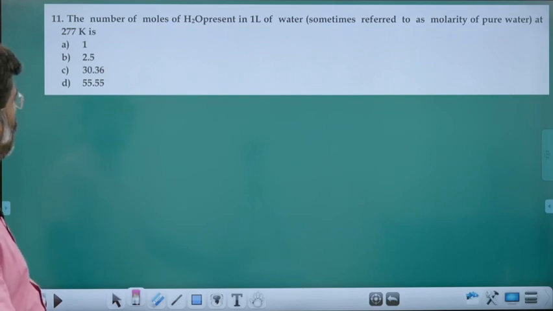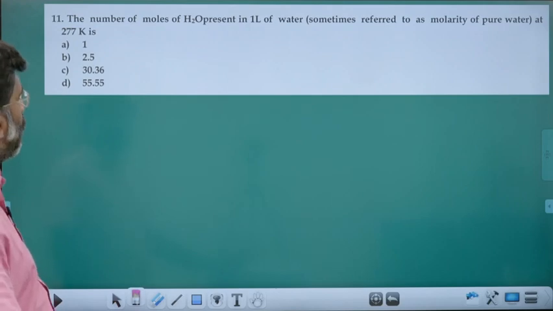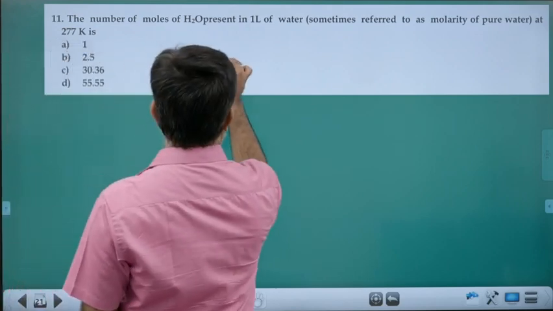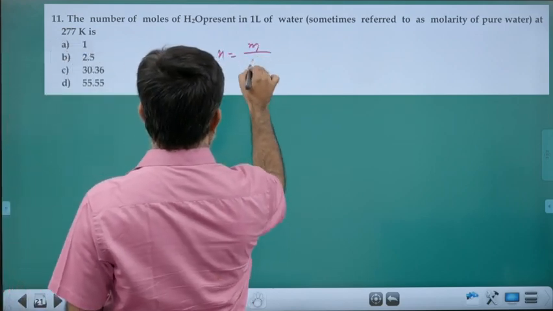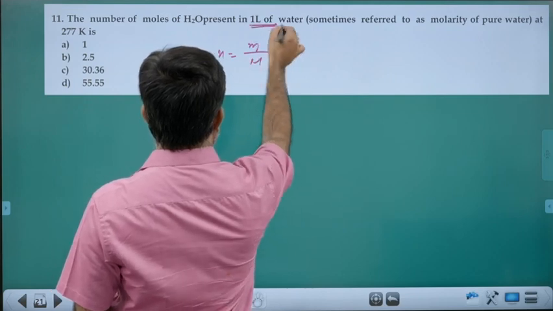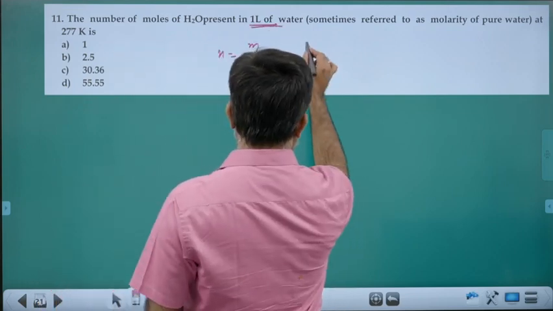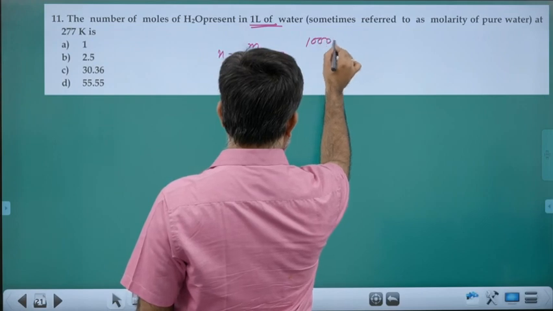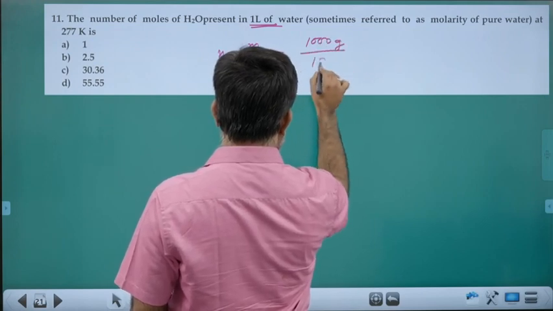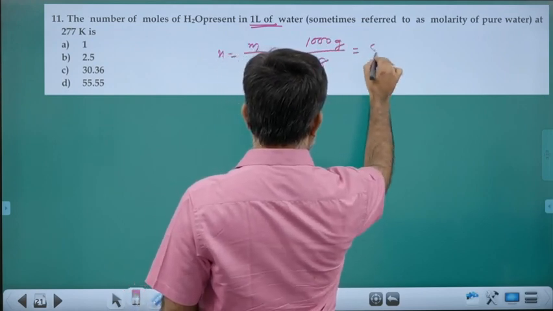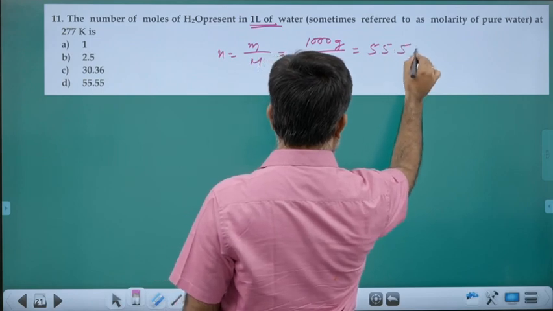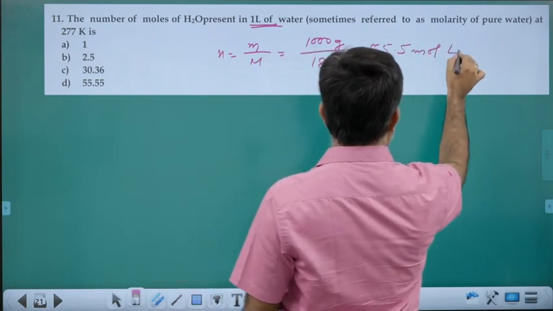The number of moles of H2O present in 1 liter of water, sometimes referred to as molarity, is the number of moles of H2O present in 1 liter of water. Number of moles is equal to mass by molar mass. 1 liter of water means 1000 ml, and 1000 ml is 1000 gram. So it is 1000 gram divided by molar mass, which is 55.5 mole per liter.